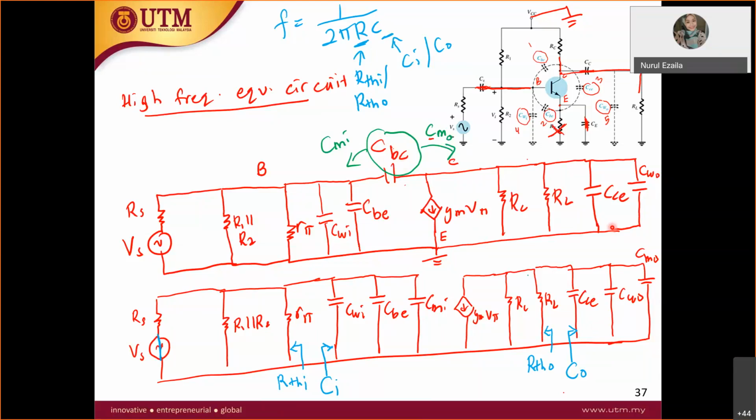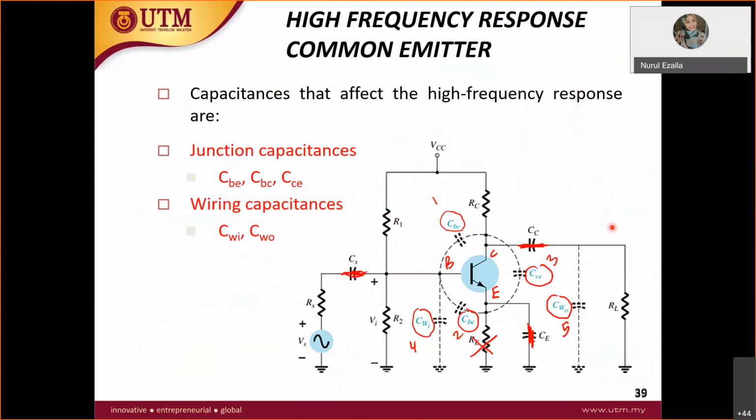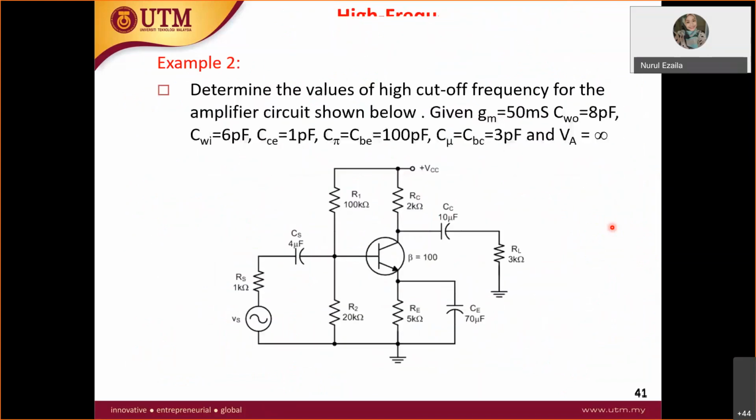Okay, for a good exercise, I want everyone to try this example. I give you about 10 minutes from now. As you can see the circuit here, you have CW out, you have CW in, and also you have CBC. Can you find, oh, this is the long way, because you need to find AV.